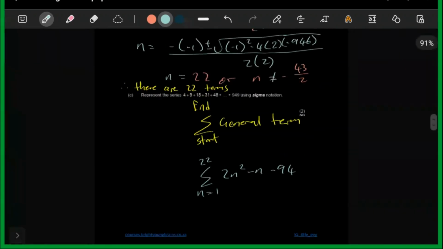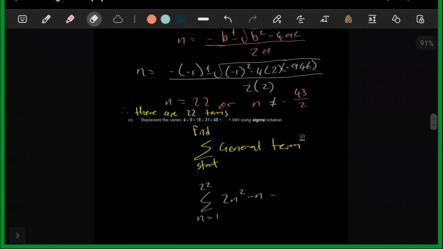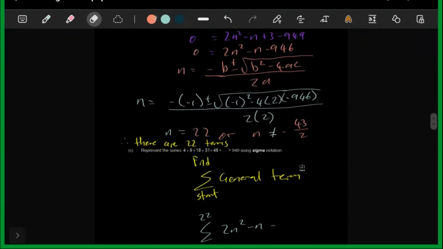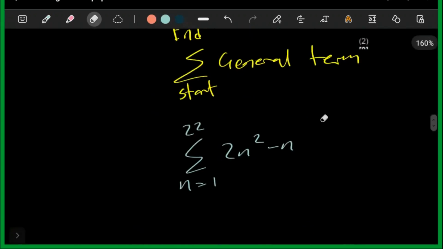949. No. Bro, come on. Why are you blundering like that? It's plus 3. Come on now. Plus 3. There you go. That's your sequence in general. That's your sequence in sigma notation. So let's keep things moving.